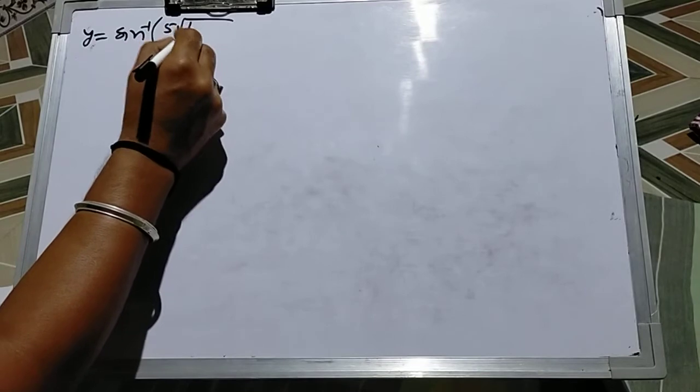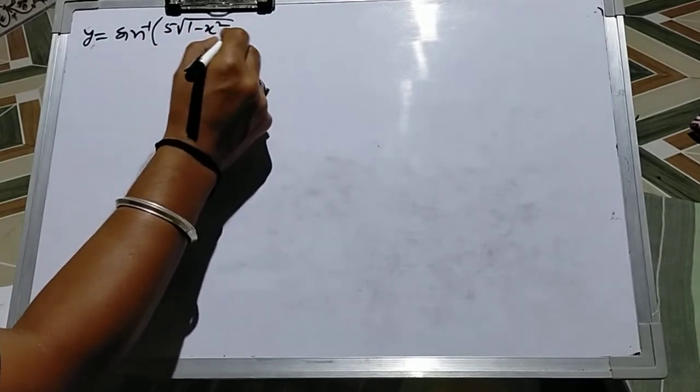The next one, y is equal to sine inverse of 5 root 1 minus x square minus 12x divided by 13.